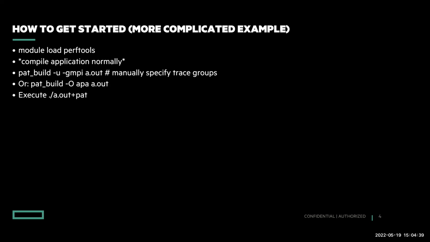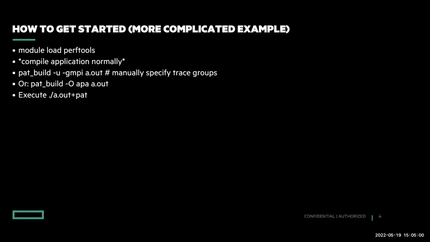From here, you take that binary that gets spit out, and then you perform pat_build with the various options that you want, and apply that to the binary. Then the binary that will get spit out by default is the original binary name plus pat.